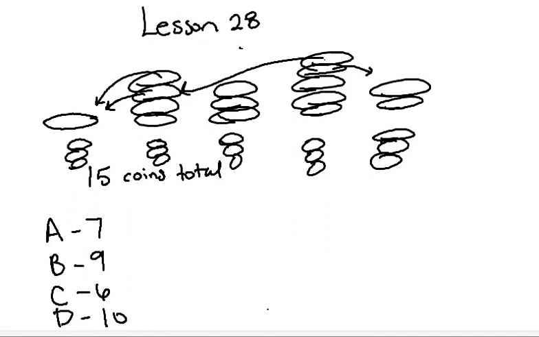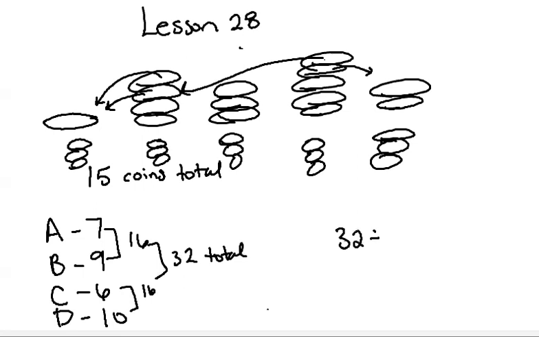The average is the sum divided by the number of groups. So we have to first add all of this up. 7 and 9 is 16, and 10 and 6 is 16, and 16 and 16 is 32 total. Now, 32 divided by 4 groups makes 8 per group. So the average took 2 steps. We had to add, and then we had to divide.